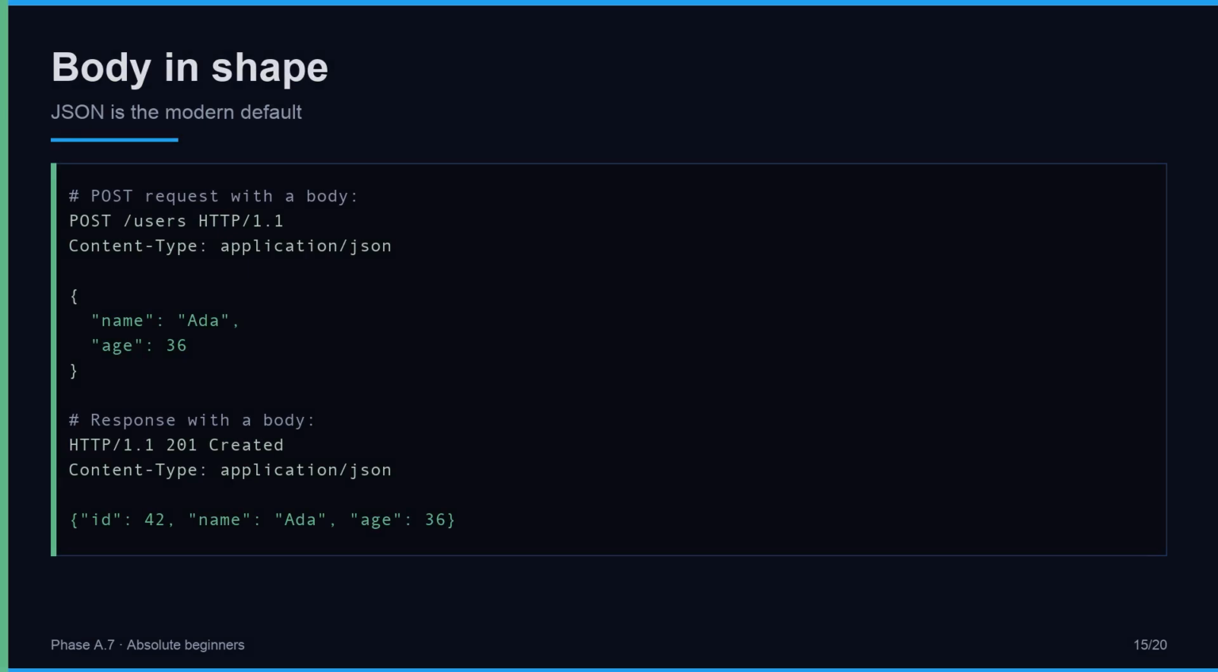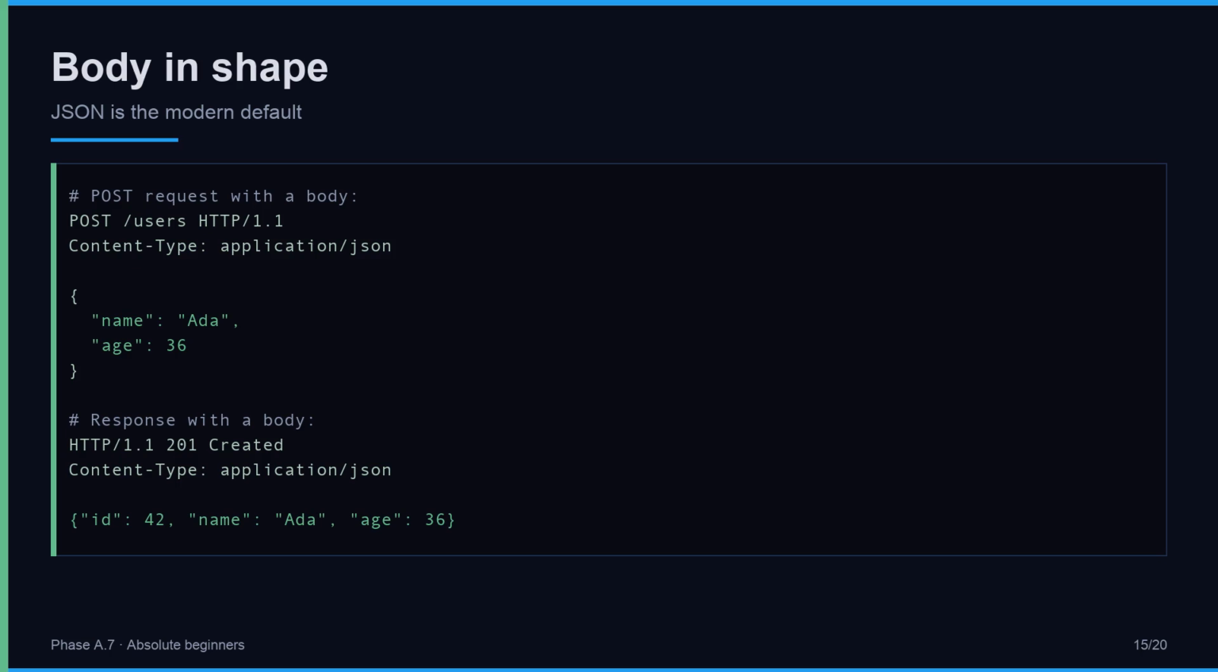Where the data lives. Here is a complete POST request with a body, and the response that comes back. The request sends content type application/JSON, then a JSON body with a name and age, the data needed to create a user. The server responds with status 201 Created, its own content type header, and a JSON body containing the new user, complete with an id assigned by the server.